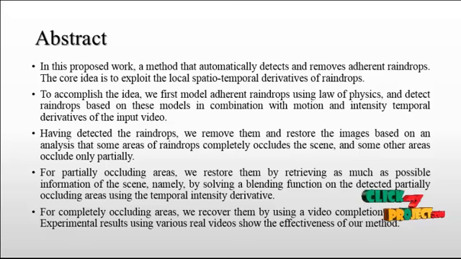For partially occluding areas, we restore them by retrieving as much information of the scene as possible, namely by solving a blending function of the detected partially occluding areas using the temporal intensity derivative. For completely occluding areas, we recover them by using a video completion technique. Experimental results using various real videos show the effectiveness of our method.